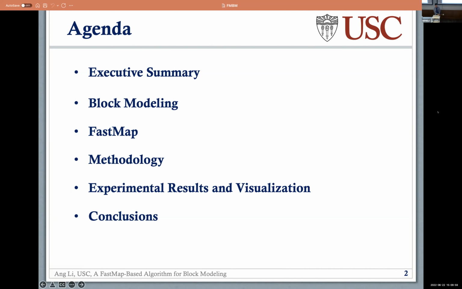Okay. And then I will talk about the experimental results and the visualization. And finally, I will talk about the conclusions.